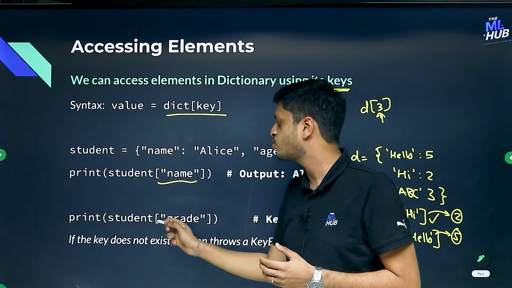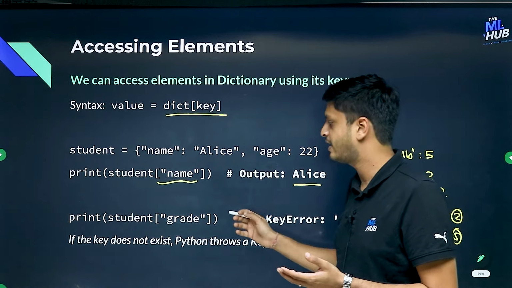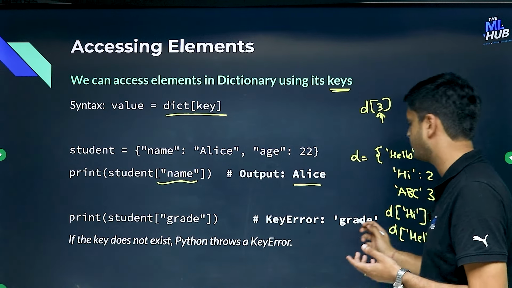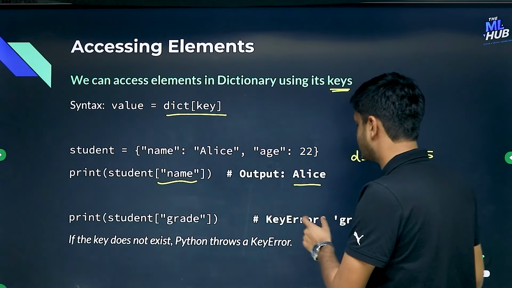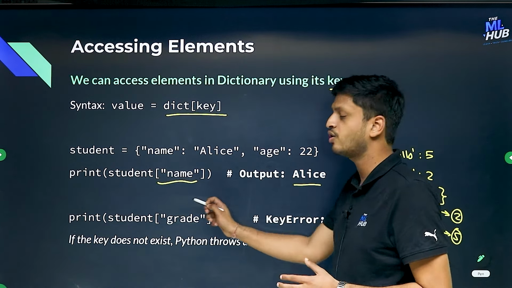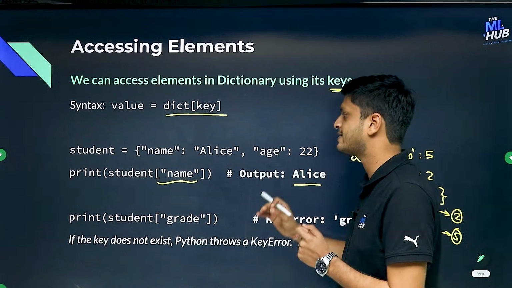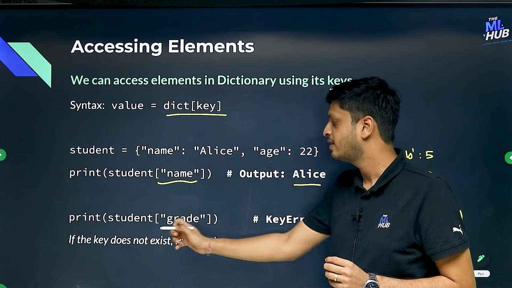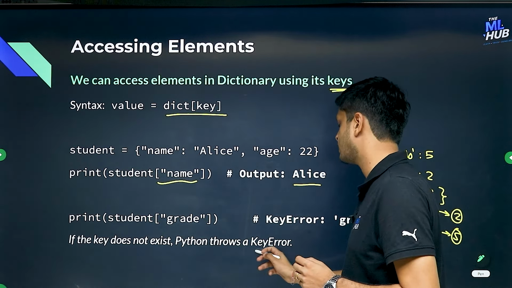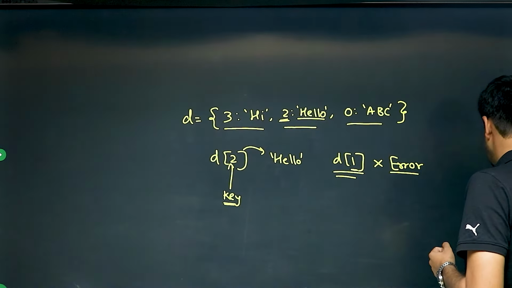And if you write print student grade, now grade as a key is not present in this dictionary, and hence you will get an error, you will get key error grade. It will just say that this key grade is not present in the dictionary. Even if you write some integer 0, 1, 2, it will give an error because that key is not present in the dictionary. So you can only access elements using their keys. If the key does not exist, Python throws a key error. Okay. So this is how we can access elements in a dictionary using its keys.